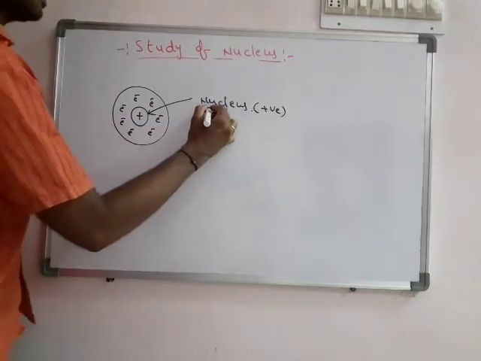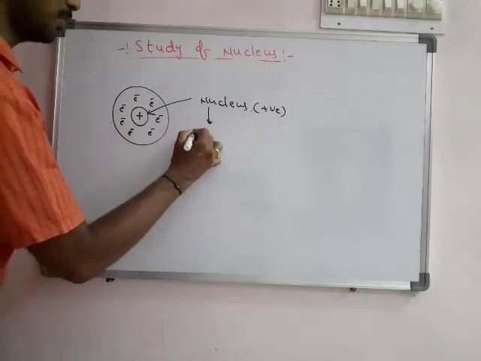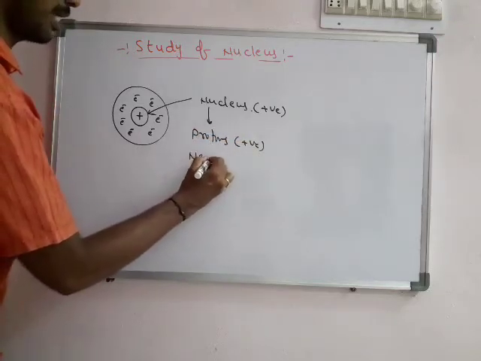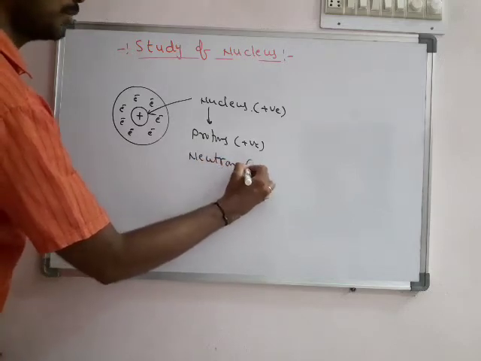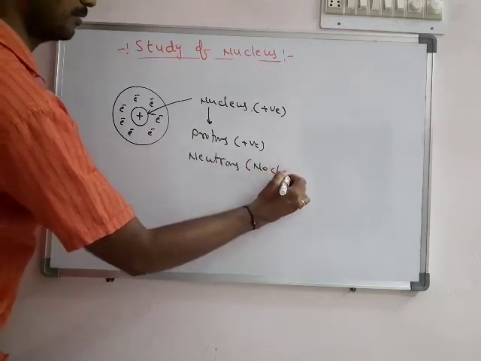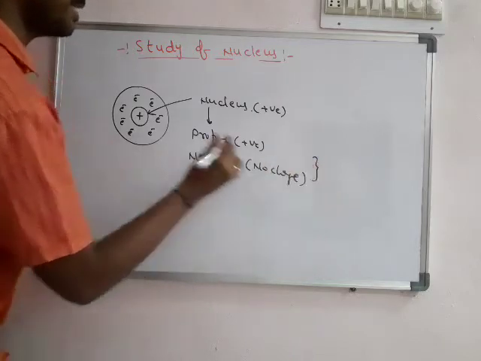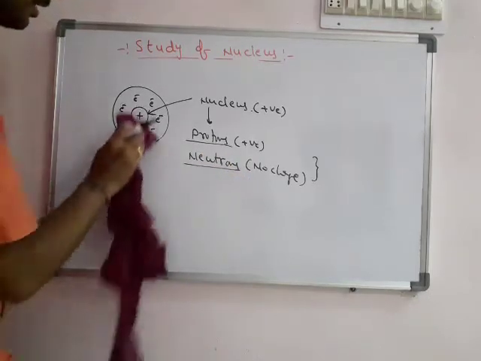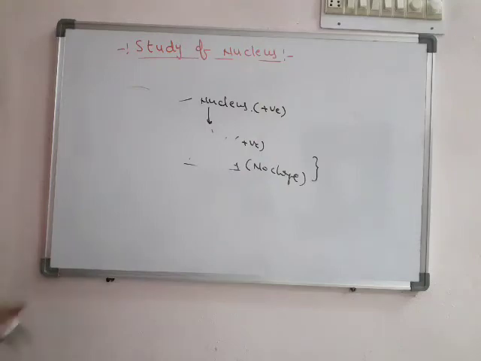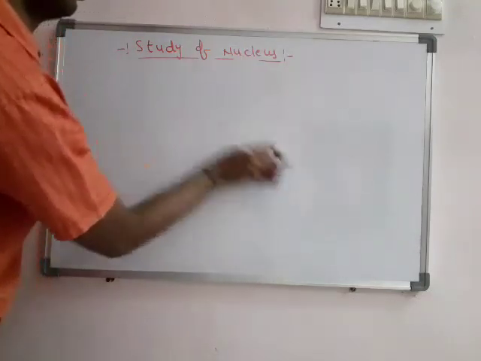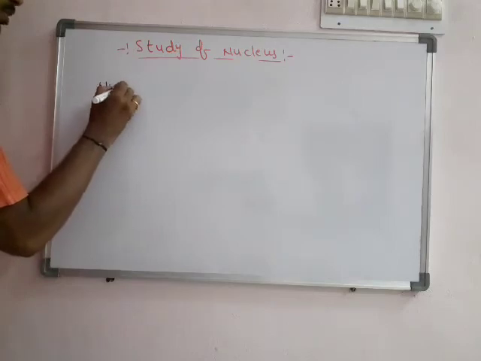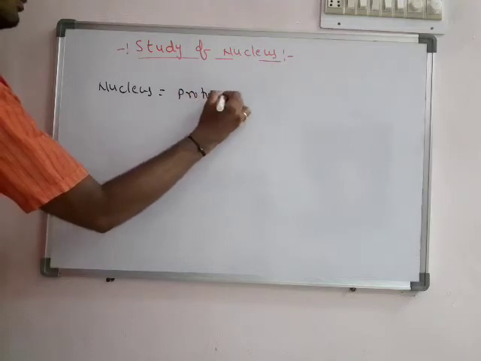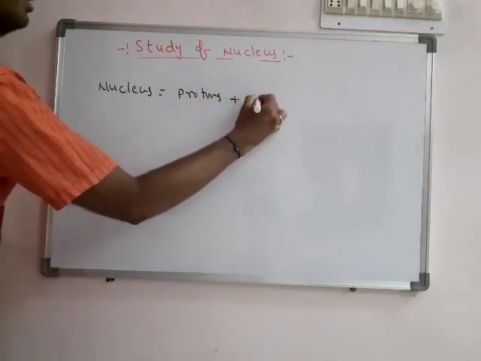So the nucleus contains protons, which are positively charged, and neutrons, which have no charge. These two together mean the nucleus is nothing but the combination of protons and neutrons. So now we can write: the nucleus is the protons plus neutrons.